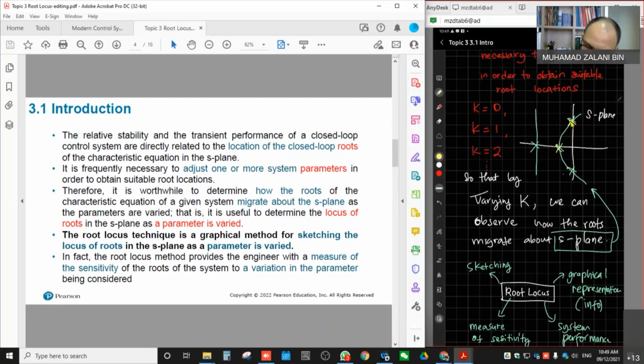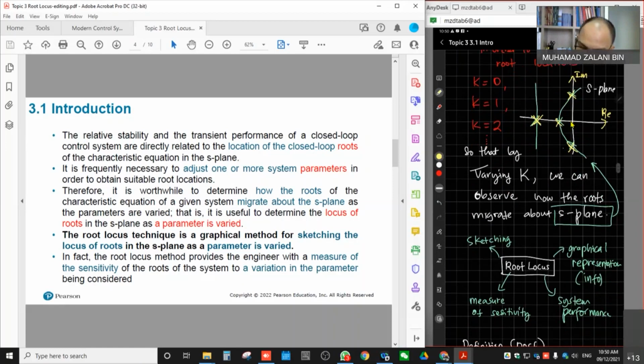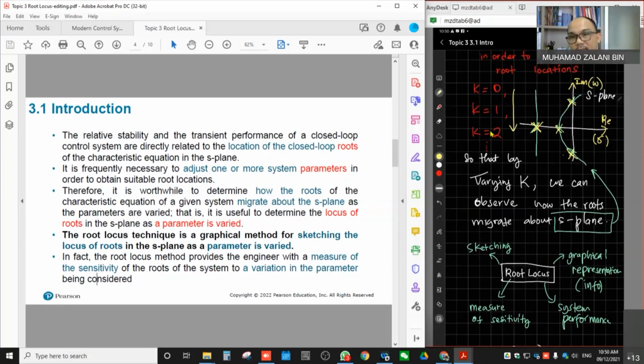Then we can plot the pole locations as crosses along the s-plane here. This is imaginary, this is real. This is the s-plane. Real is sigma, imaginary is omega. In this s-plane, we will see that when we change the value of K, the location of the roots of the characteristic equation changes. Let's say it's changing along this path. Then we can plot the path, which we call the locus, or root locus. So that is the root locus.